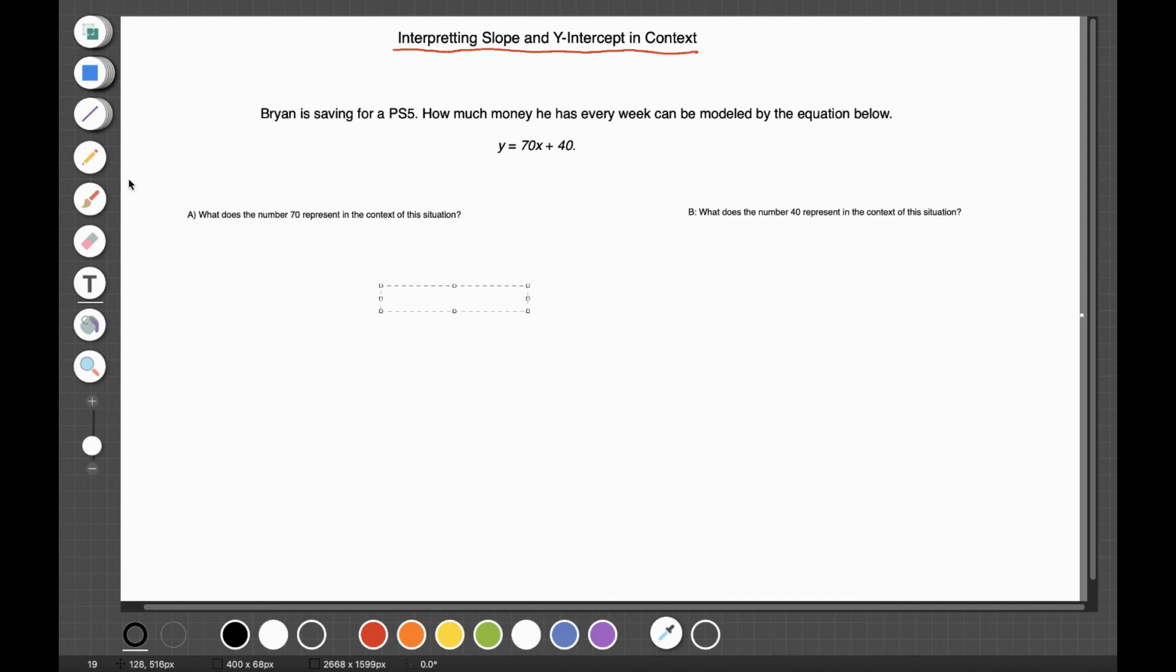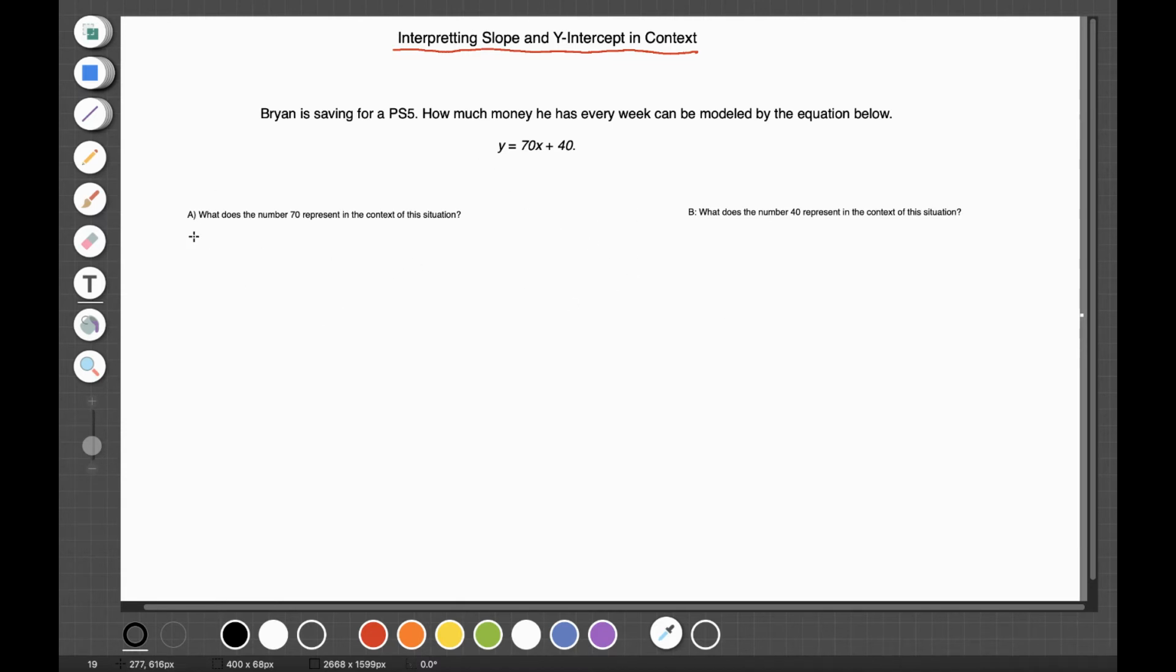Okay, so let's go ahead and get into the nitty-gritty of this. So we have this problem. Brian is saving for a PS5. How much money he has every week can be modeled by the equation below. Y equals 70x plus 40. What does the number 70 represent in the context of this situation? And then what does the number 40 represent in the context of the situation?